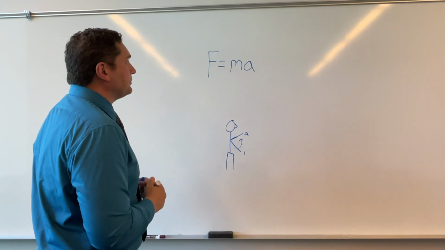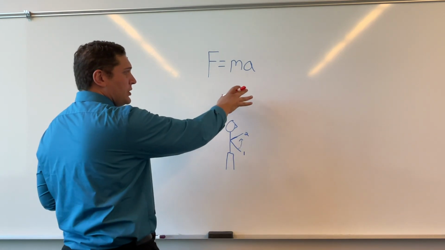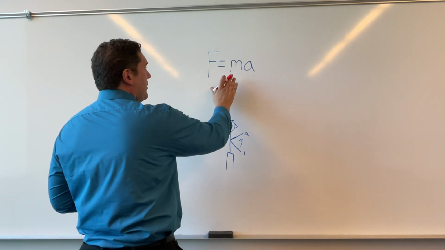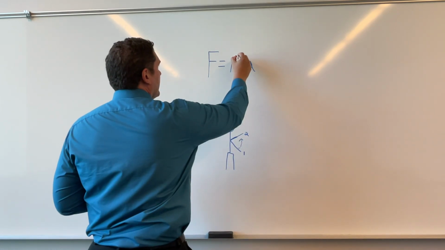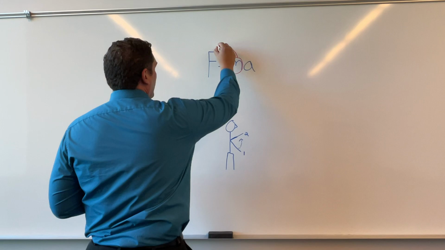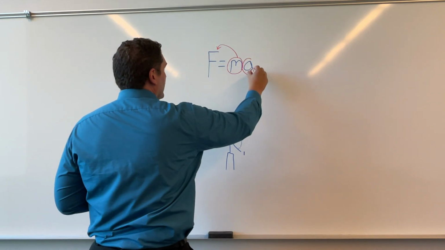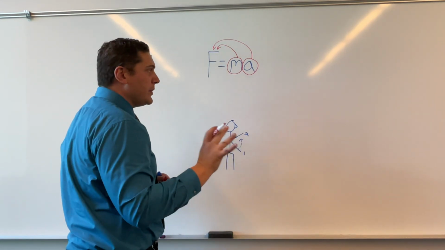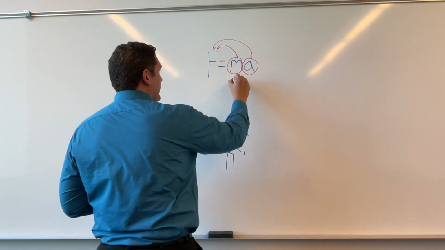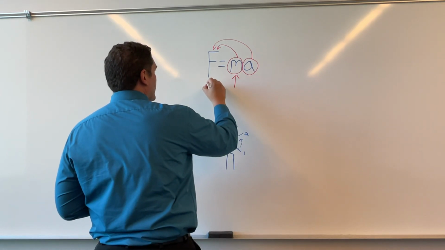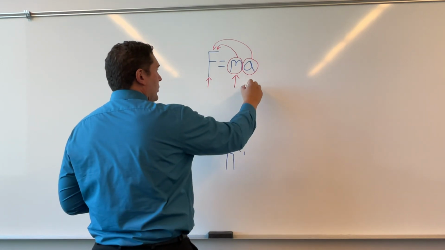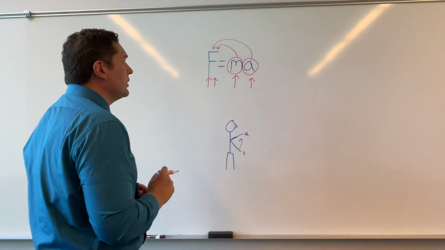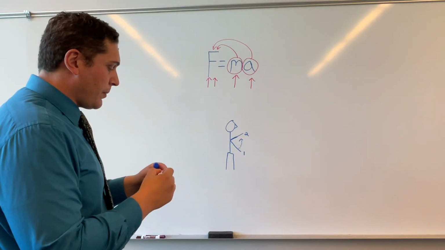Now, I don't just want you to think about the equation and memorize it, but like I said earlier, I want you to think about what it means. My mass is directly related to my force. My acceleration is directly related to my force. So what that means is that when the mass goes up, my force also must go up. When my acceleration goes up, my force also must go up. That's literally what it means.